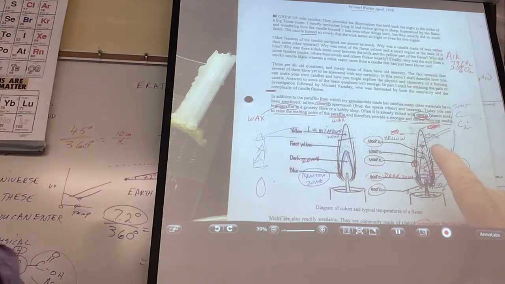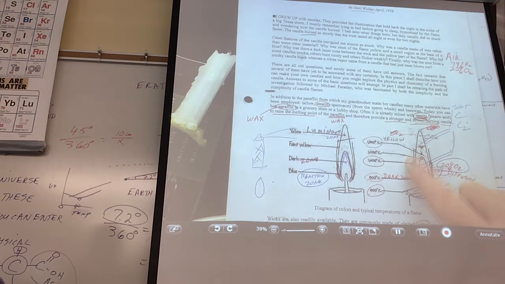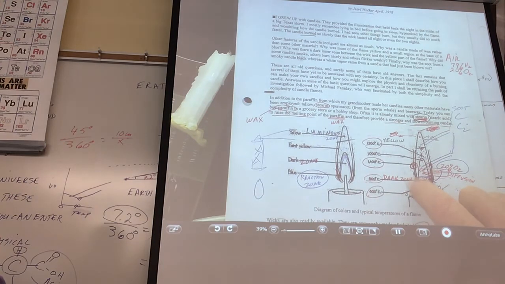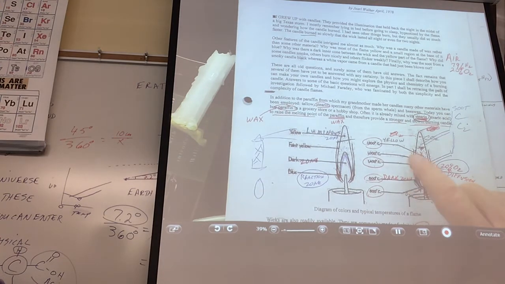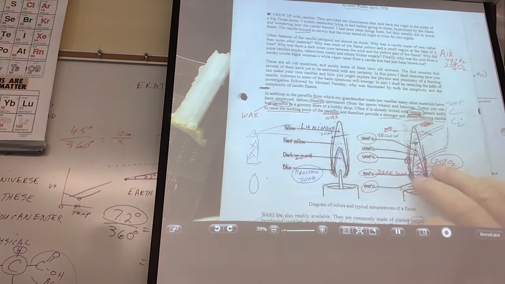But then you have to remember, where is the hottest part of the flame? It's actually not here. It's in this blue zone, isn't it? Now, if this is where the blue zone starts, it gets even hotter. So near the top of the blue zone is going to be around 1,400 degrees Celsius.